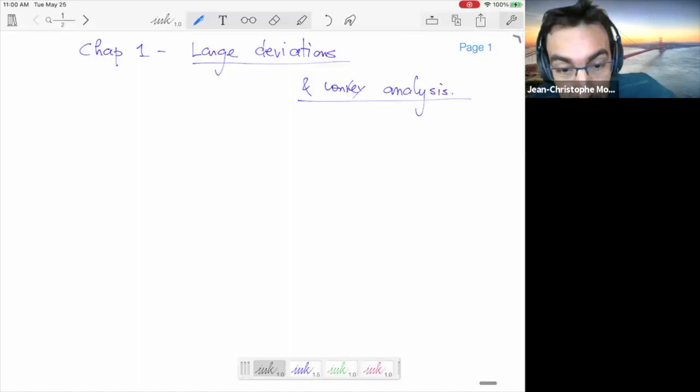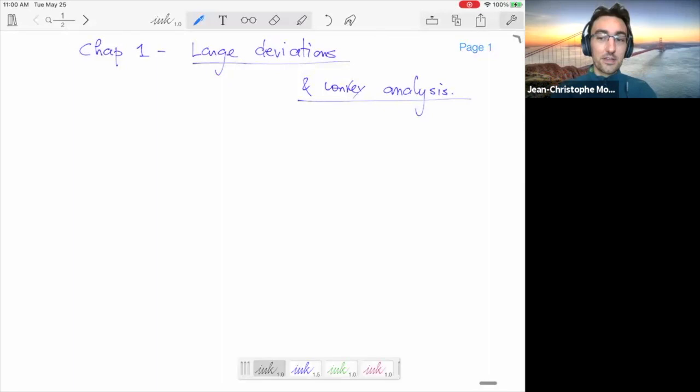So welcome back, everybody. As announced yesterday, now we're going to start chapter one, talking about large deviations and convex analysis. These are very wide topics, but we are only going to focus on a selection of results which will be at least informative to what comes next. Not necessarily crucial, but informative. And to start with large deviations, I'm going to focus on an example where we can compute things explicitly.